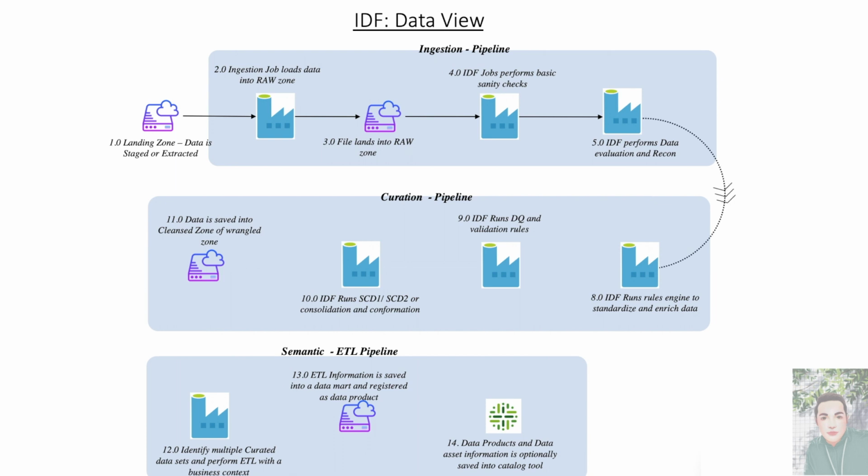It goes through the same process. First it lands in raw. It goes through sanity checks, data curation, data standardization, data quality confirmation, gets saved into a cleansed zone, runs through multiple ETL hoops, combines multiple sources together to create a data asset, to create a feature set, and then everything is registered as a data product, right? So nothing new in this view.